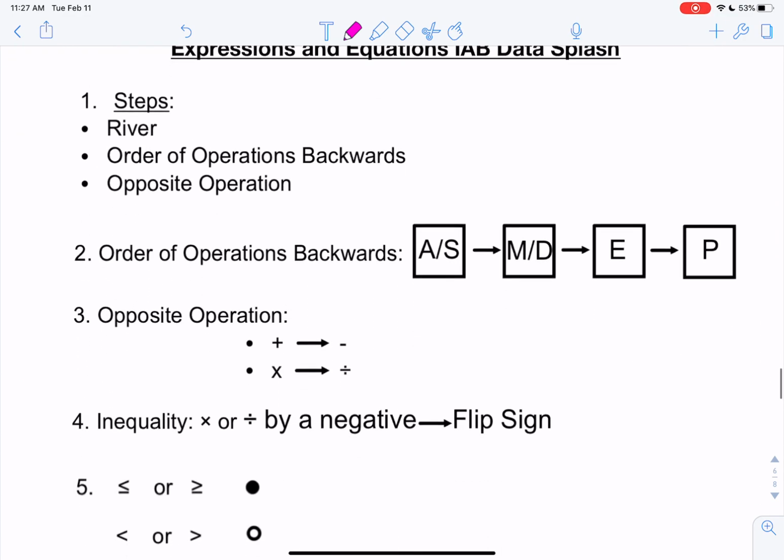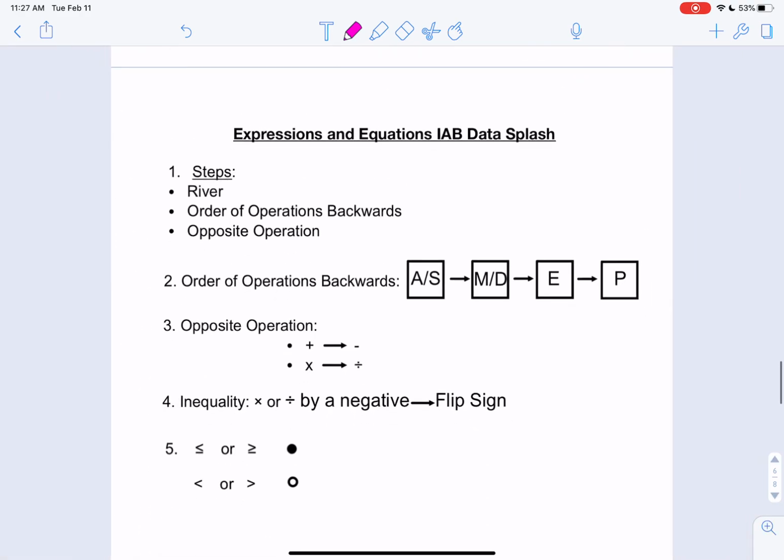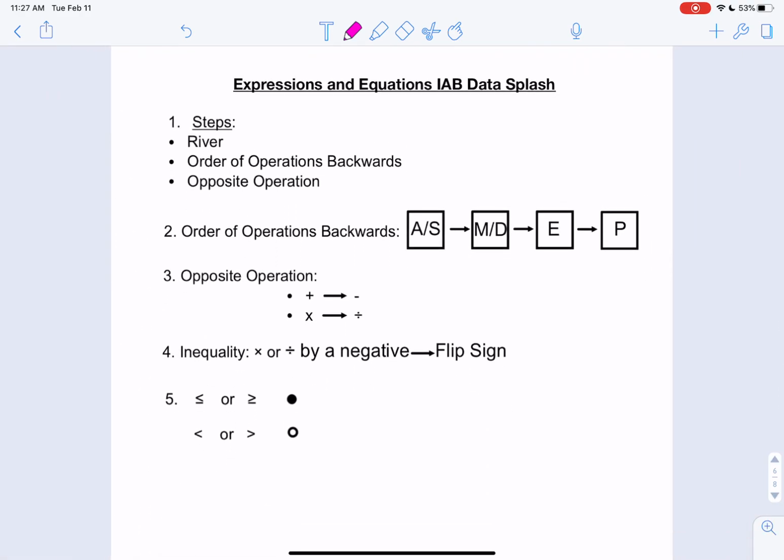Don't forget on the next page, we have our data splash that you need to memorize for the test. These are the 5 things that you need to know to be successful on the test and that you'll have to write on the test from memory. And remember, the data splash is worth points along with your multiplication table that you have to do.